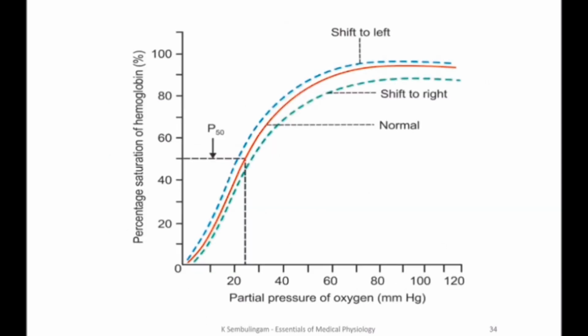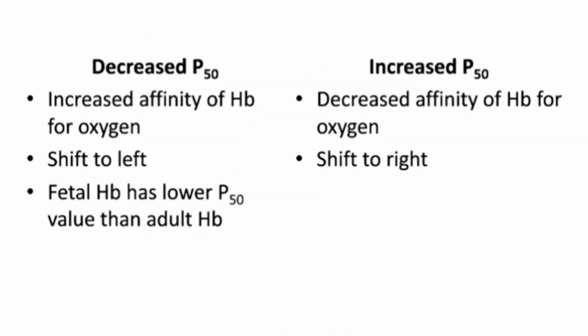What is P50? It is the point at which hemoglobin is 50% saturated. You can see the curve coming around 25, 27. It's not written exactly, so you can't tell exactly; it's between 20 and 30. At 50% hemoglobin saturation, it is coming around 25 to 27 millimeters of mercury. So decreased P50 means increased affinity of hemoglobin for oxygen, a shift to the left. Fetal hemoglobin has a lower P50 value than adult hemoglobin. Increased P50 means decreased affinity of hemoglobin for oxygen and a shift to the right.